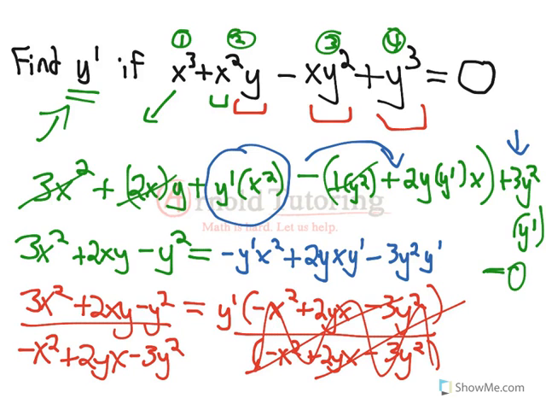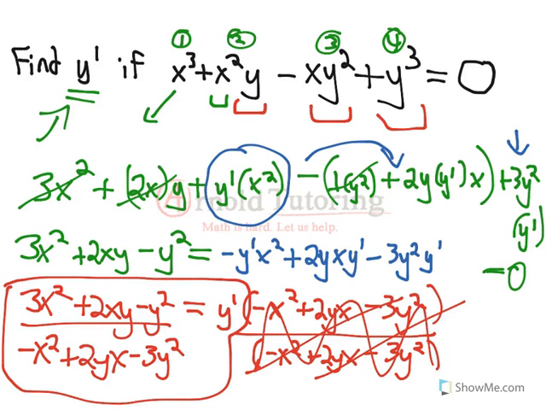So we can say y prime equals 3x squared plus 2xy minus y squared all over negative x squared plus 2yx minus 3y squared. Again, implicit differentiation. Treat the y's just as if they're x's. Follow the same power rule, product rule, quotient rule, whatever it may be. But every time you're done differentiating the y terms, multiply it by a y prime. Then get everything on one side with a y prime so you can factor out and divide.